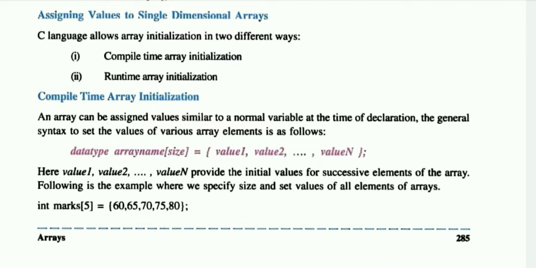So here our array variable is integer marks and 5. So the size of our array is 5. So how many values do we have to give in the bracket? 5 values. Now, equals to, in the square bracket I am writing 60, 65, 70, 75 and 80. So these are the marks of my students that I have given in the static way.